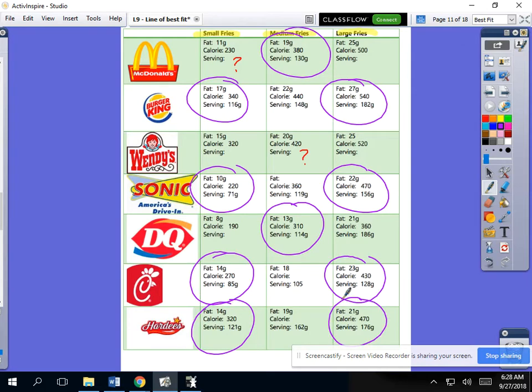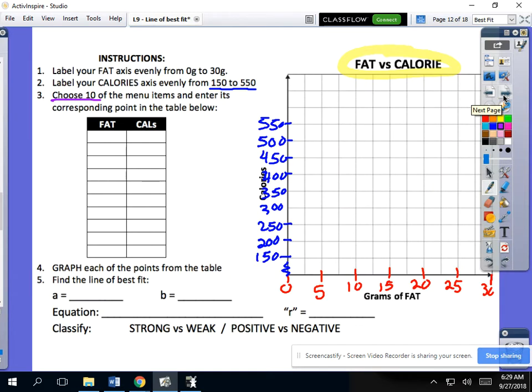So I've chosen 10 of those data points that we can now actually plug into our table. All right. They don't have to be in any sort of order. You just need to actually plug those in. So I have those in front of me, as do you. I'm just going to go ahead and plug those in.